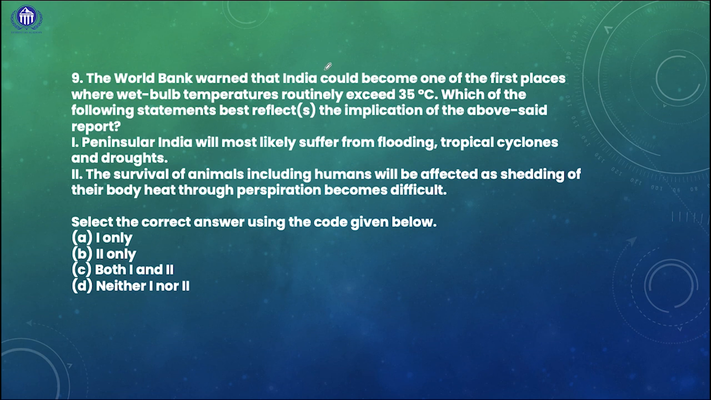Now coming to the ninth question, World Bank warned that India could become one of the first places where temperature could exceed 35 degrees Celsius. So basically they are talking about the impact of global warming. So this you can relate it only when you have a good hold of current affairs as well as when you read especially the Fundamentals of Physical Geography, Biogeography or Environmental Geography chapter as well, students.